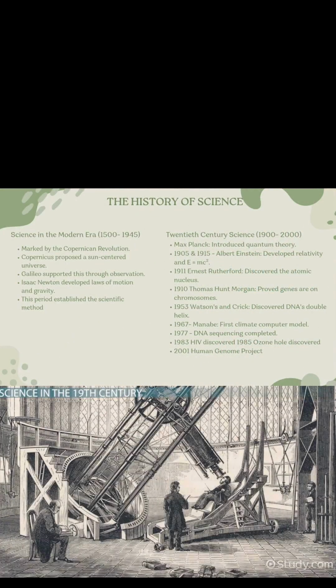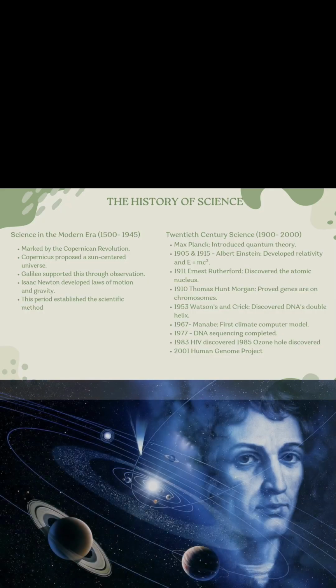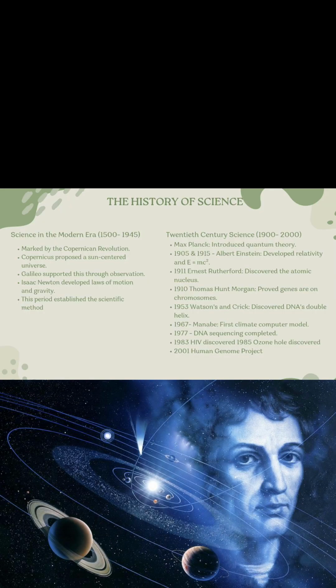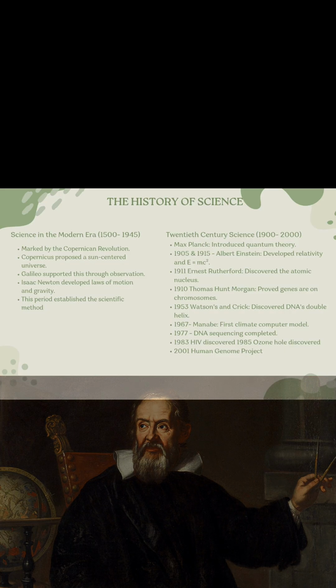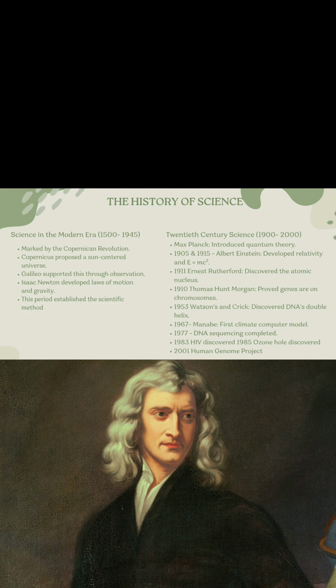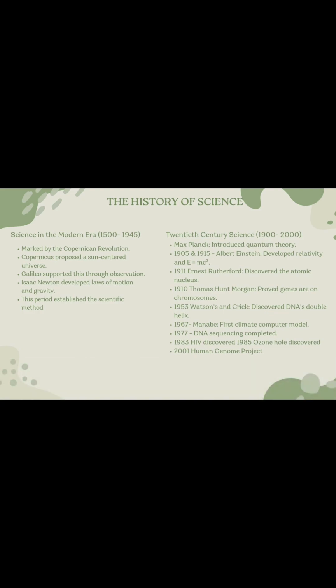Science in the modern era, during 1500 to 1945. The modern era of science was marked by the Copernican revolution, which transformed scientific understanding. Nicolaus Copernicus proposed that the Earth revolves around the Sun. Galileo Galilei supported this idea through observation and experimentation, while Isaac Newton developed the laws of motion and gravity. Together, these scientists helped establish the scientific method, which remains the foundation of modern science.